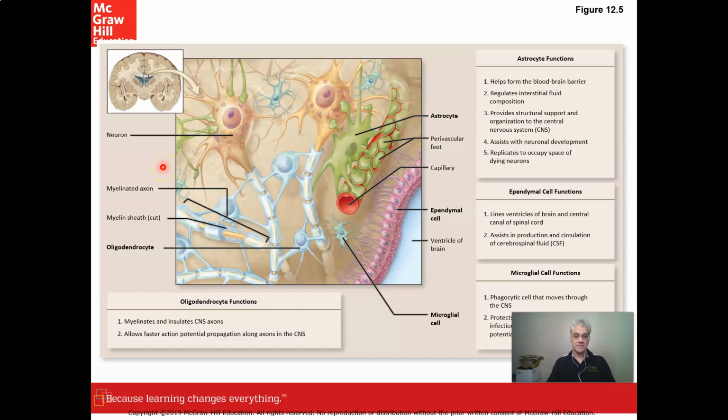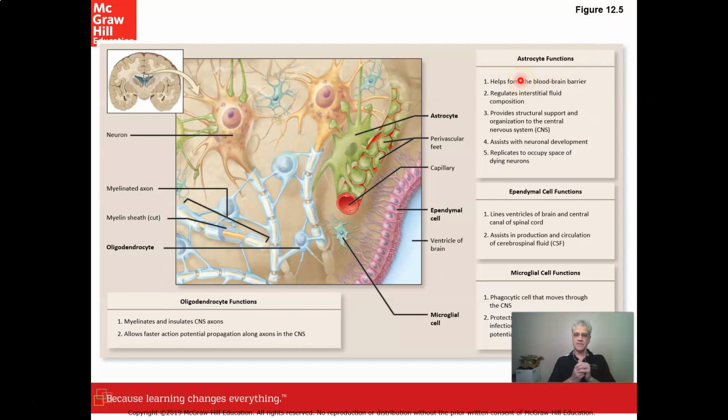There are other non-neuronal cells, and they're pictured here. And this is right out of your book. There are some other cells, of course. Let's talk about oligodendrocytes. Oligodendrocytes myelinate and insulate central nervous system axons. They do the same thing that Schwann cells do in the peripheral nervous system to peripheral nerves. There are some differences. We're going to talk about what those differences are. Right now, they produce the myelin covering for central nervous system cells, but not peripheral nervous system cells.